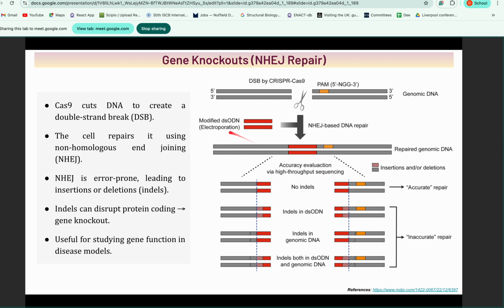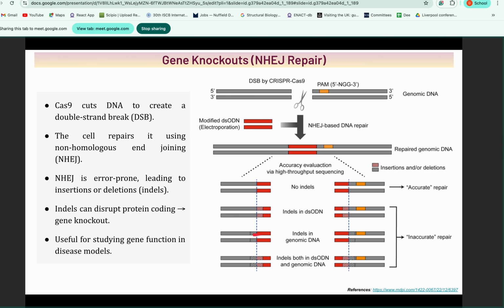Now what they have done is that they have added this external element into the genomic DNA, which is being repaired. After the cut, they have integrated it inside the genomic DNA. Now they are checking whether a deletion has taken place in between it or whether some insertion has taken place. So in this, they are saying that there are indels in the double strand ODN. So this is my sequence, and there are some insertions which have taken place, but my genomic DNA is intact. There is nothing happening in the genomic DNA.